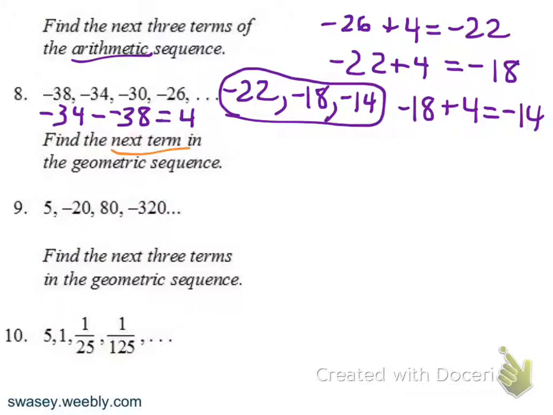Find the next term in the geometric sequence. So we already know we're multiplying. Do negative 20 divided by 5 to figure out what we're multiplying by. It's negative 4, and then multiply negative 320 times the negative 4, and we get positive 1280.